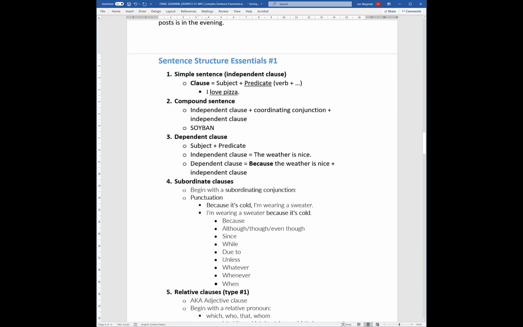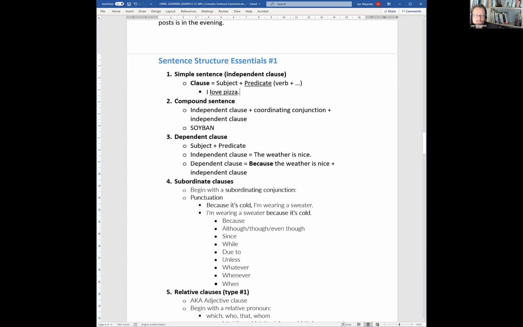So when we talk about problems like sentence fragments, often it'll be a subject with a missing predicate, or it might be a predicate with a missing subject. We'll get to those in a couple minutes. That's a simple sentence. That's all it is. I love pizza, period, is a simple sentence.